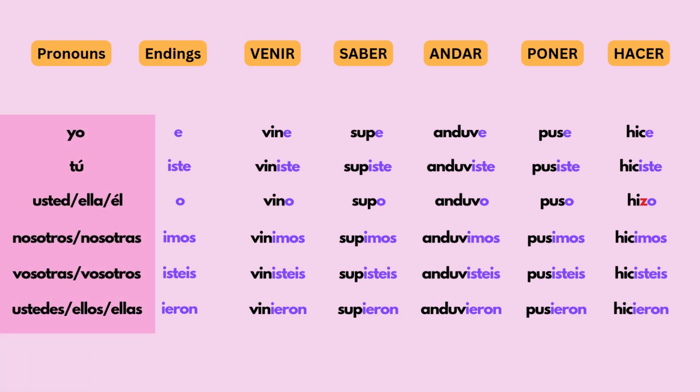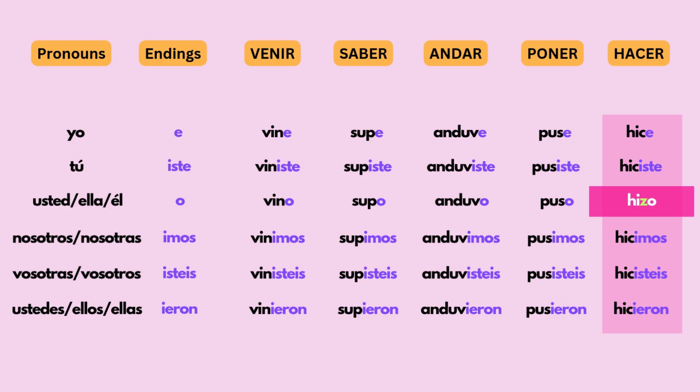In this table, we have the pronouns, the endings, and the verbs. We have venir, to come, vine, viniste, vino, and so on. Saber, to know a fact or a skill. Andar, to walk, to go around. Poner, to put. And we have hacer, to do, to make. Hice, hiciste, hizo, etc. But notice that in the case of hacer, in the third person singular, the C changes to Z, because if we keep the C, then it would sound ico instead of hizo.